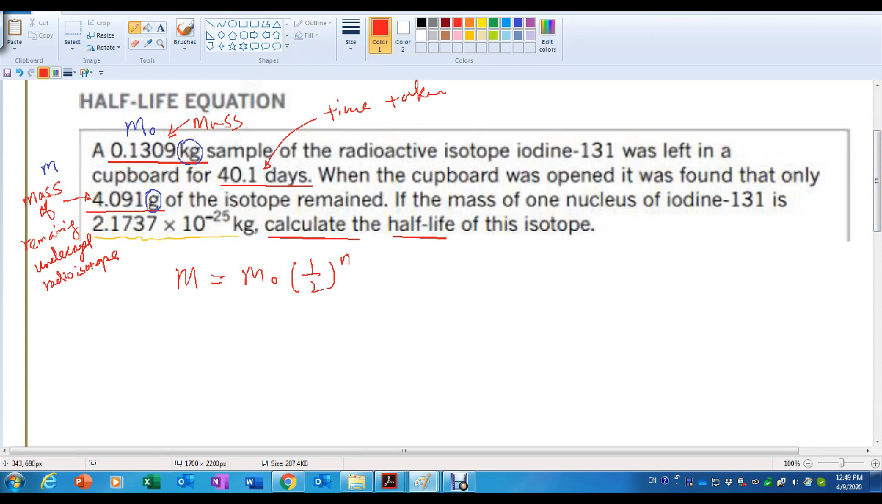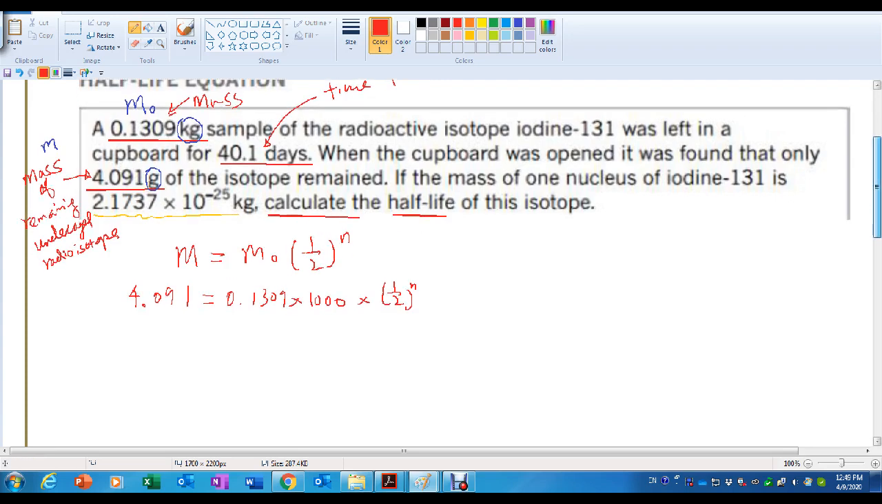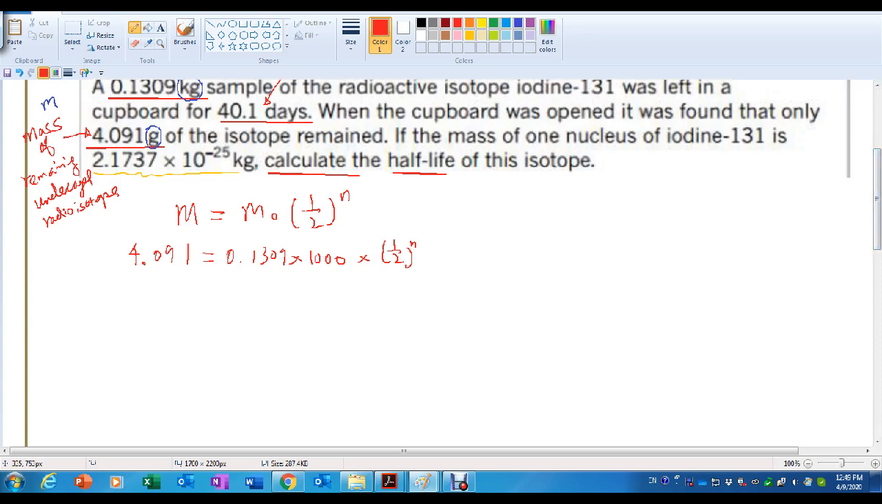Let me plug the numbers into our formula. So that mass is 4.01 gram. And m naught is 0.1300. But wait a minute, that's kilogram. So that means you need to multiply by 1,000. So it becomes interesting, right? Again, we're going to divide that number by this number.